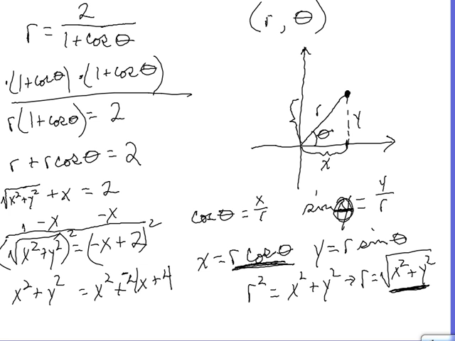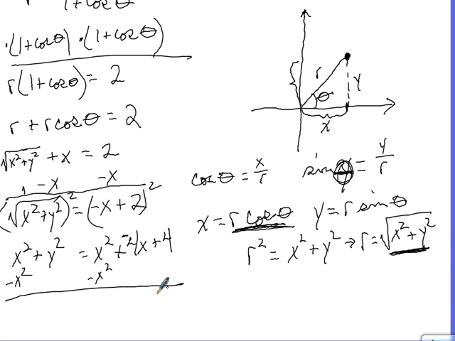And simplifying this, subtracting x squared from both sides, y squared equals negative 4x plus 4. And that's how we would convert a polar equation into a rectangular equation.